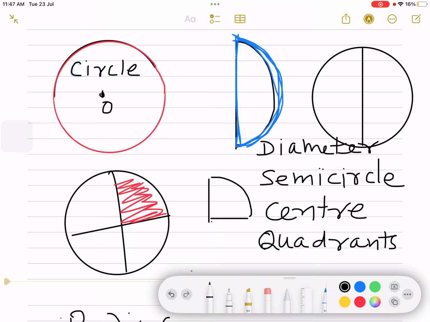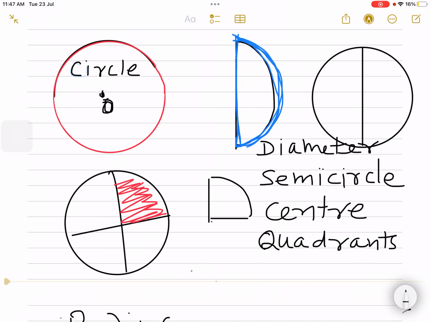Okay, so this is the circle. Here I point out the O point as a center of circle. Okay, when you cut circle into half circle, each half circle is known as a semicircle, we call it. Okay, so this is circle. When you cut this circle in two part, it forms the semicircle.